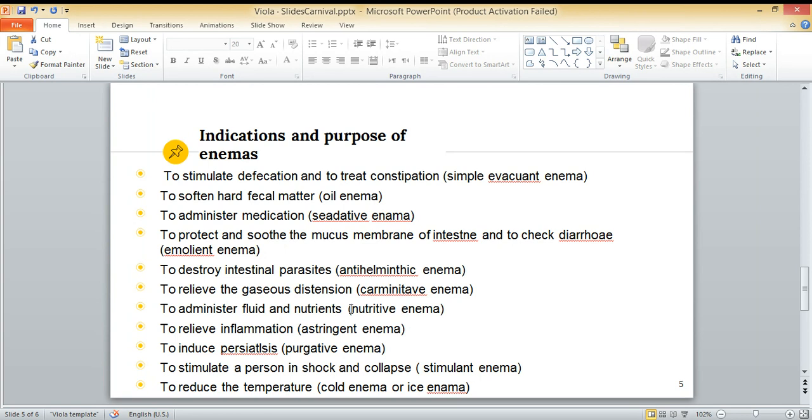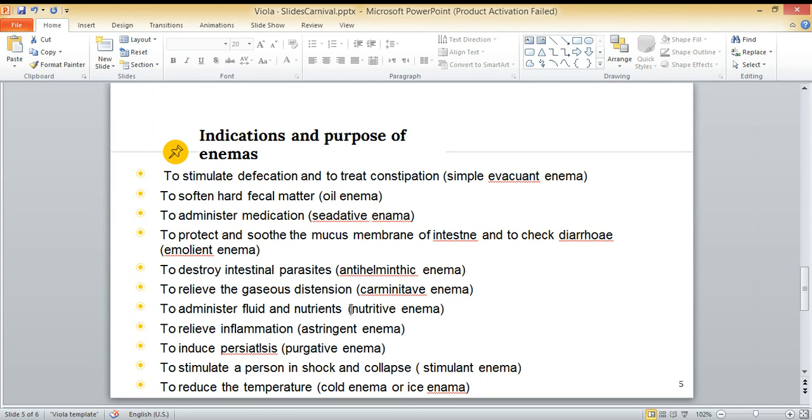To relieve inflammation, you use astringent enemas. To induce peristalsis, you use purgative enema. To stimulate a person in shock and collapse, you use stimulant enema. To reduce the temperature, you use cold enema or ice enema.